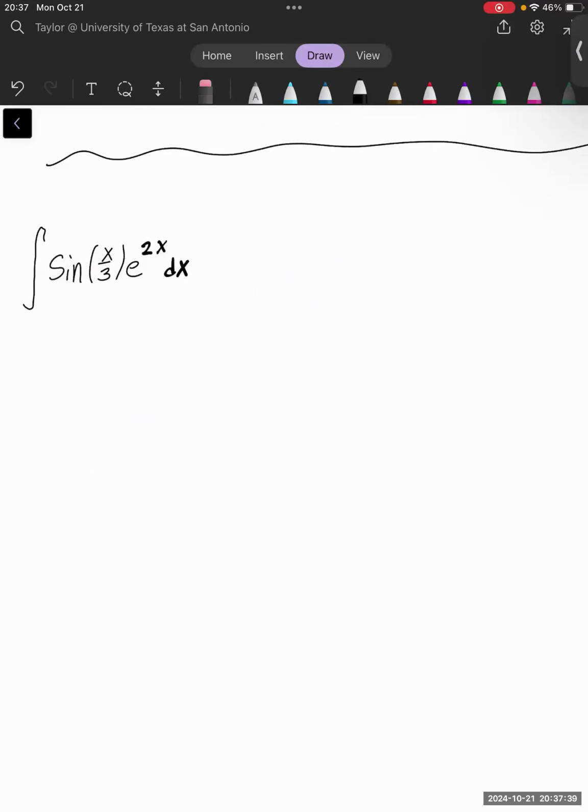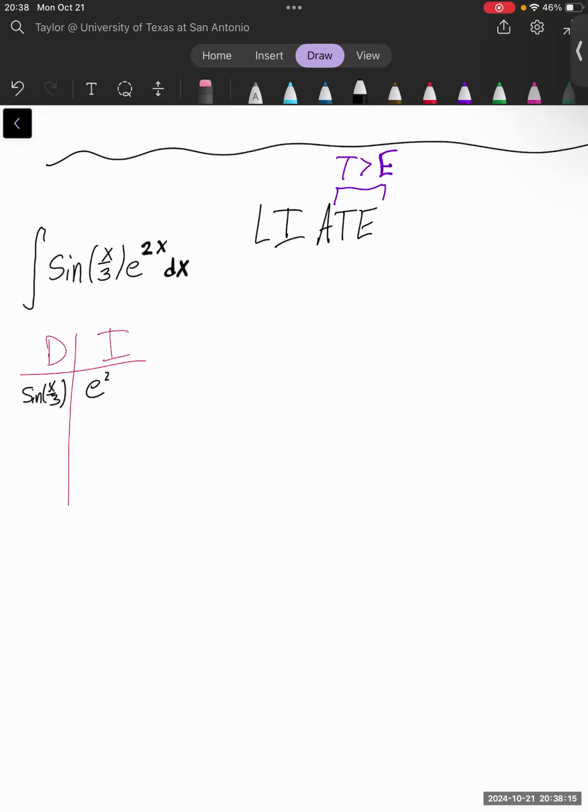All right, so the next example we're going to look at is the integral of sine of x over 3 times e to the 2x dx. And I'm going to set up my DI, and remember our IATE. So in this example, we're here. I know that T comes before E for my derivatives. So I'm going to put sine x over 3 here, and then e to the 2x.